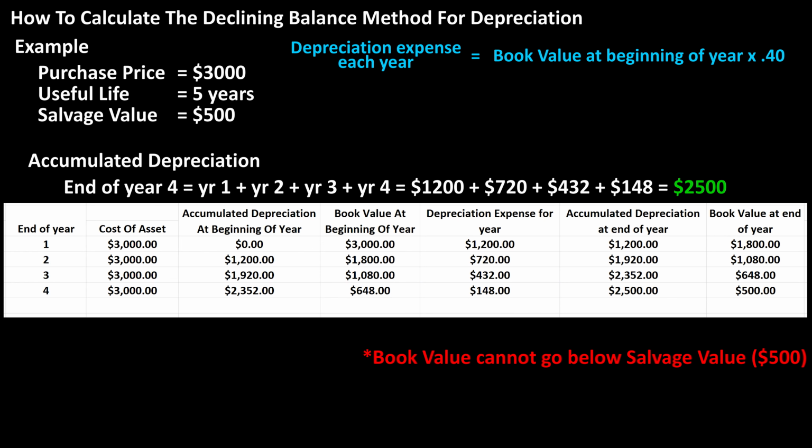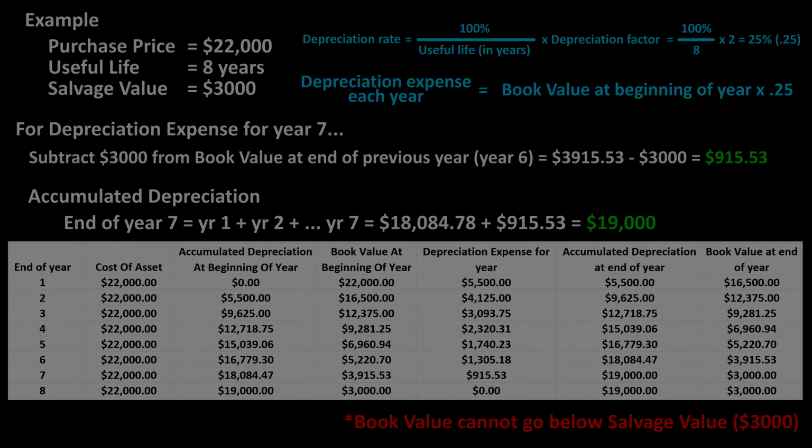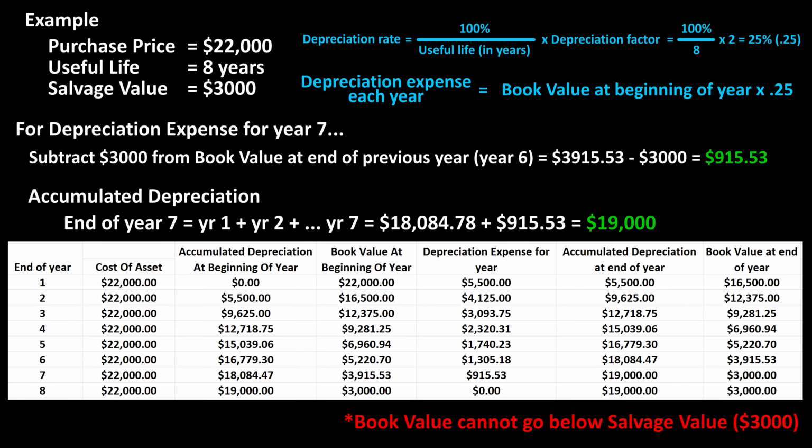Since the asset has a useful life of 5 years, we do need to fill that in. But since we reach a salvage value in year 4, we cannot claim any depreciation for year 5. So that will be $0, and we carry down the accumulated depreciation and the book value columns, and our depreciation schedule is complete. And here is another example with an original cost of $22,000, a useful life of 8 years, and a salvage value of $3,000.